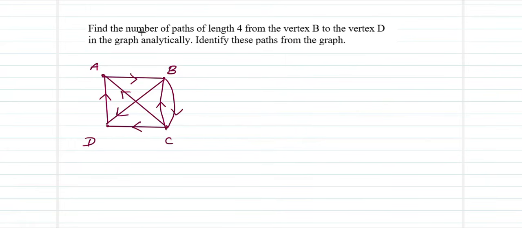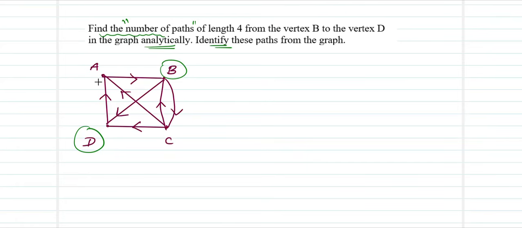Now coming to the problem, we will find the number of paths of length 4 from the vertex B to the vertex D in the graph given over here analytically. We will first have to find the number of paths, and we will also have to identify these paths from the given graph. Now how to go about this problem analytically? The way is through our matrix method.